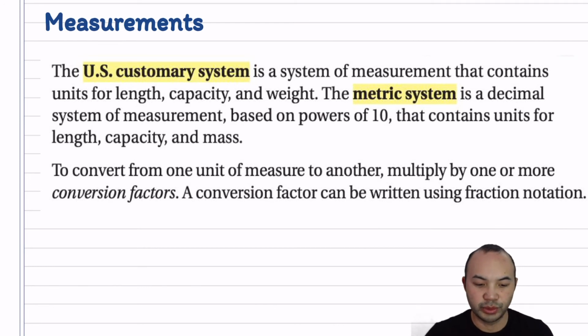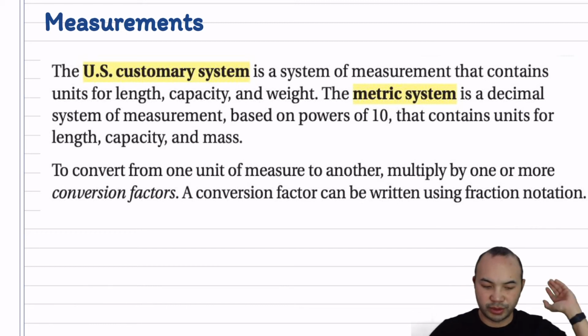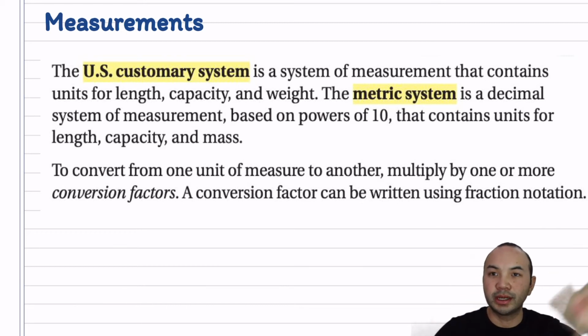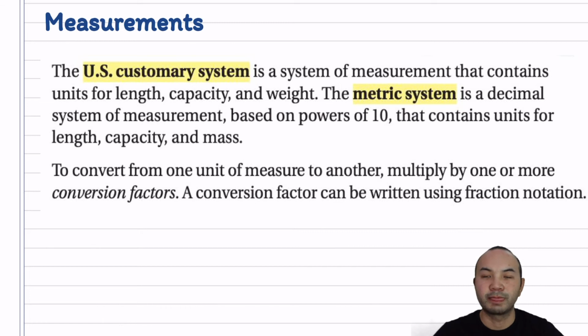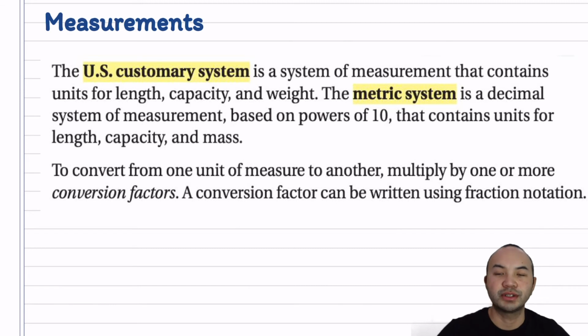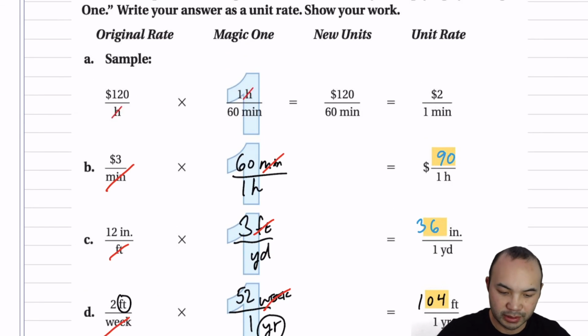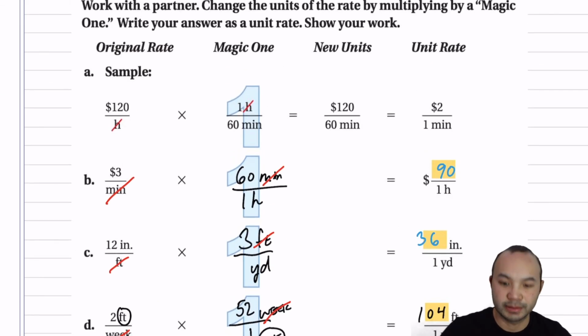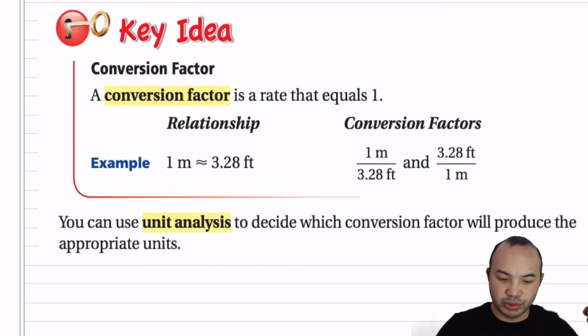To convert from one unit of measure to another, multiply by 1 or more conversion factors. That's what we were just doing up top. 12 inches to 1 foot, that's a conversion factor. A conversion factor can be written using fraction notation. That's what we did up here, where we made our magic ones. So a conversion factor is a rate that equals 1, like I showed here.